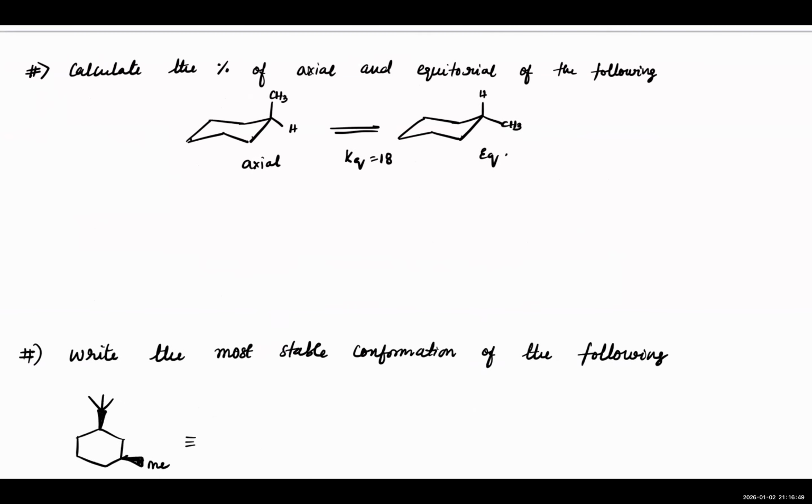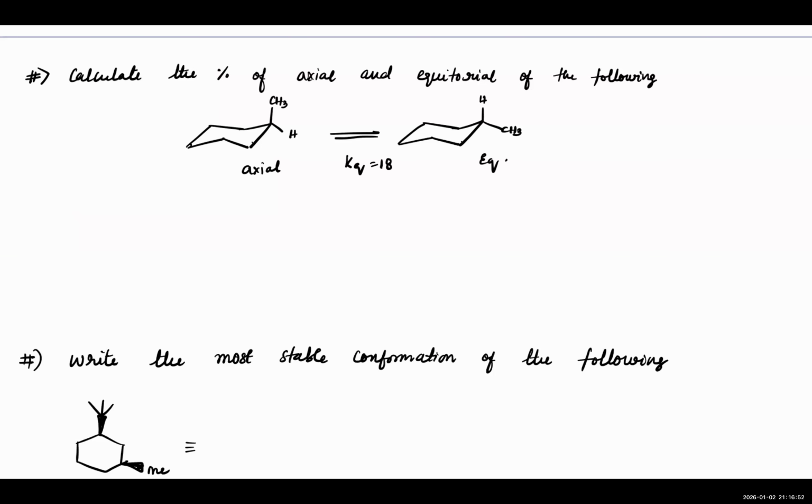Okay. So check out this question now, how the questions are framed in this. Calculate the percentage amount of axial and equatorial of the following. What is the percentage amount of axial and equatorial in the following? Very simple. If axial is originally 1, and out of that x amount has gone and x amount is present here, then I can say K equilibrium will be equal to x by 1 minus x into 100. Clear? So that would be equal to 18 percentage. Or you can write it as 18 by 100 also, doesn't matter.